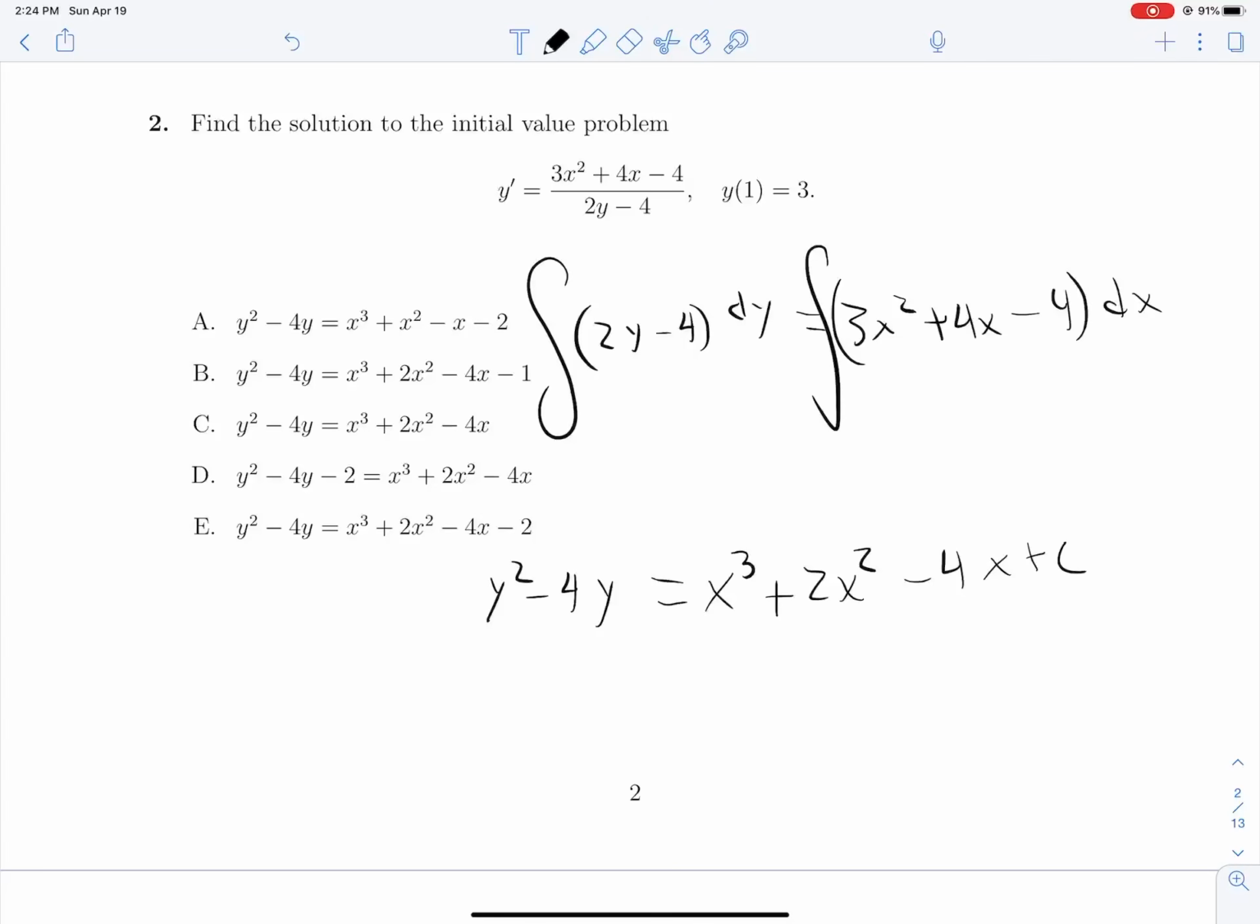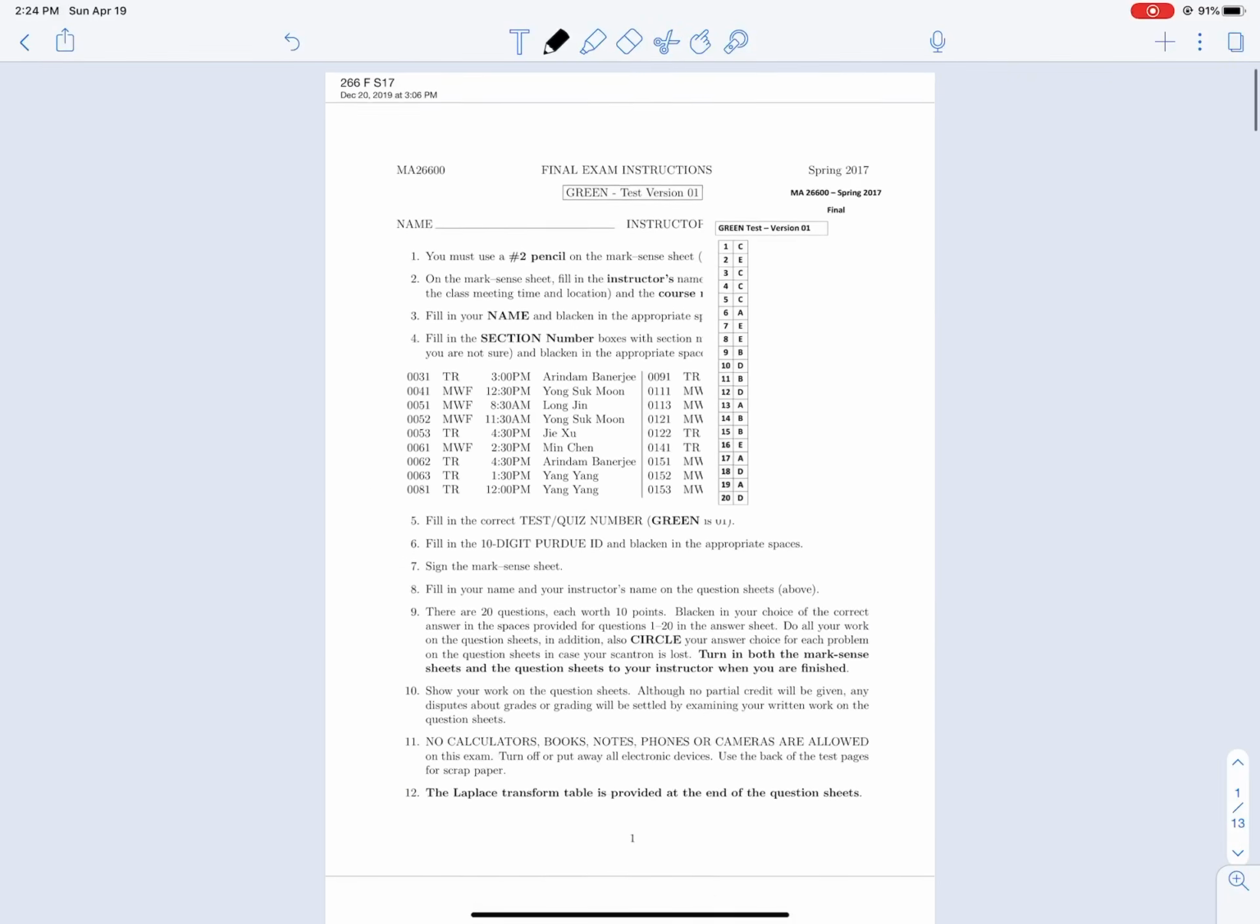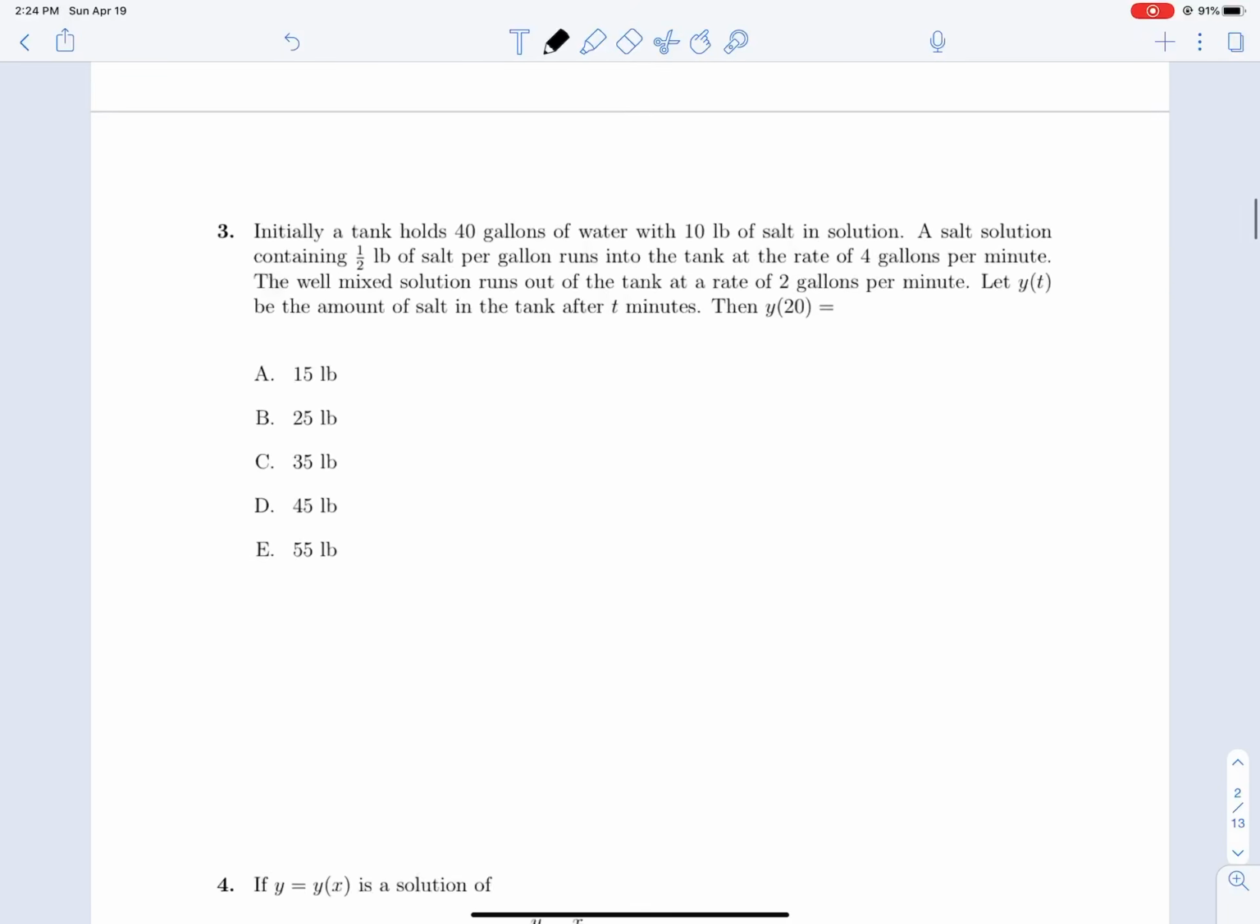Since y at 1 is equal to 3, we can solve for our c value here. Let's see, we'll have 9 minus 12, so negative 3 on this side is 1 plus 2 minus 4 plus c. So 3 minus 4, this is a negative 1, add 1 is negative 2, so c is negative 2, and it looks like E matches that exactly.